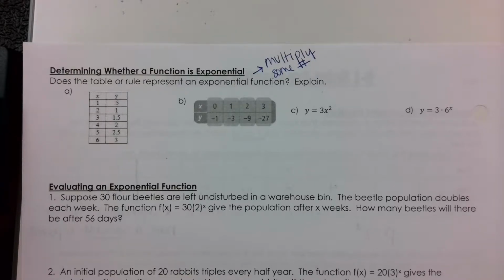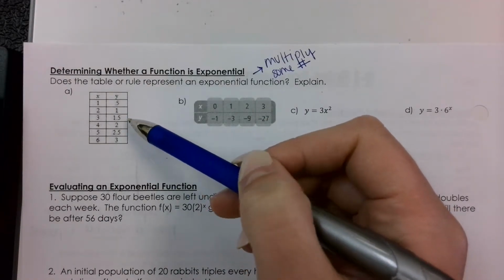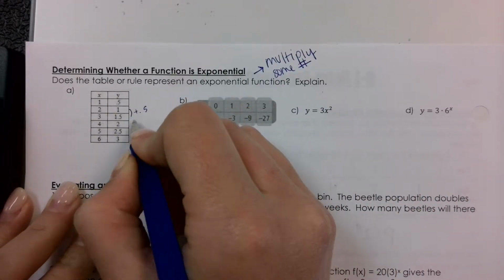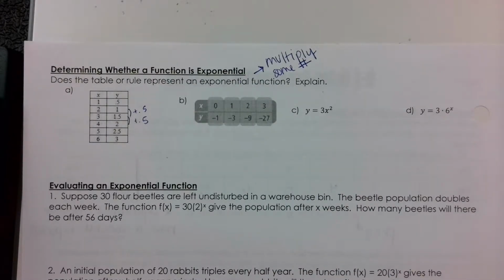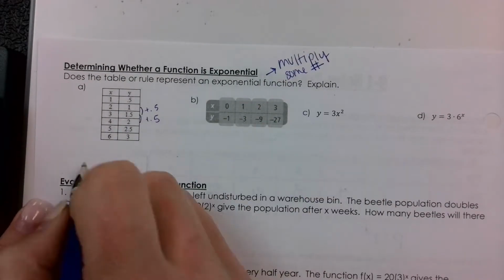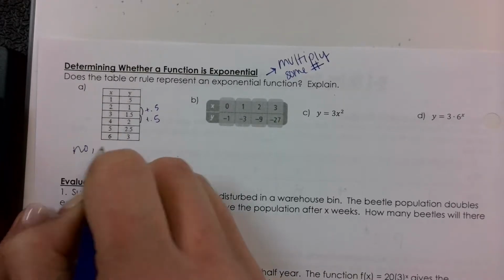So for that first table there, looking at your y values, what are they doing each time? How do you get from 1 to 1.5? How do you get from 1.5 to 2? So they're adding 0.5. Are they doing that every time? Yeah. So they're adding some number each time. Is that going to be exponential? What do we say it means if it's exponential? Or what are they doing if it's exponential? So is this exponential? No, because they're adding some number each time.